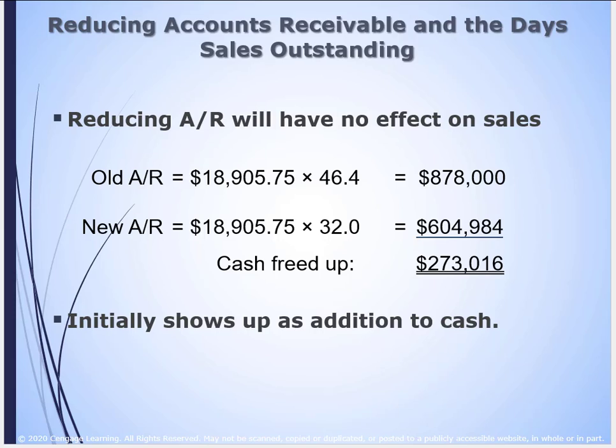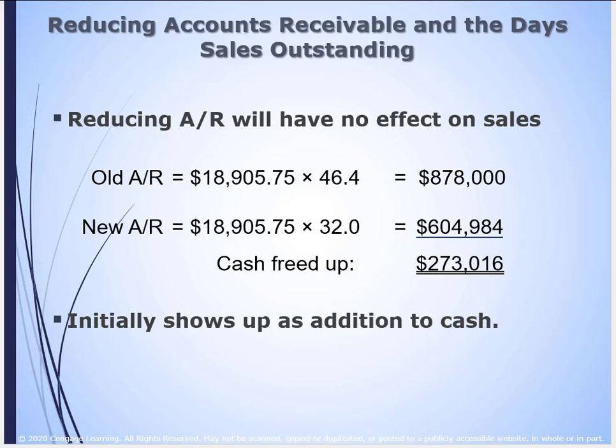Well, we sell roughly 18,905 a day, multiplied by the 46 days. That gives us accounts receivable of about $878,000. If we can lower that, essentially we're trying to lower accounts receivable. We have the same amount of sales, but we're getting paid quicker. We should now have accounts receivable of about $604,000, which means we're going to free up $273,000. So this is initially going to show up as an addition to cash.